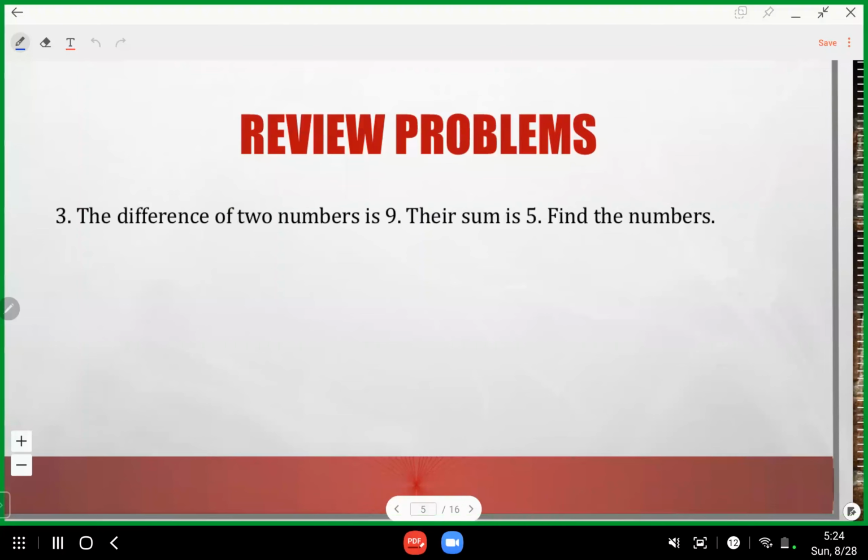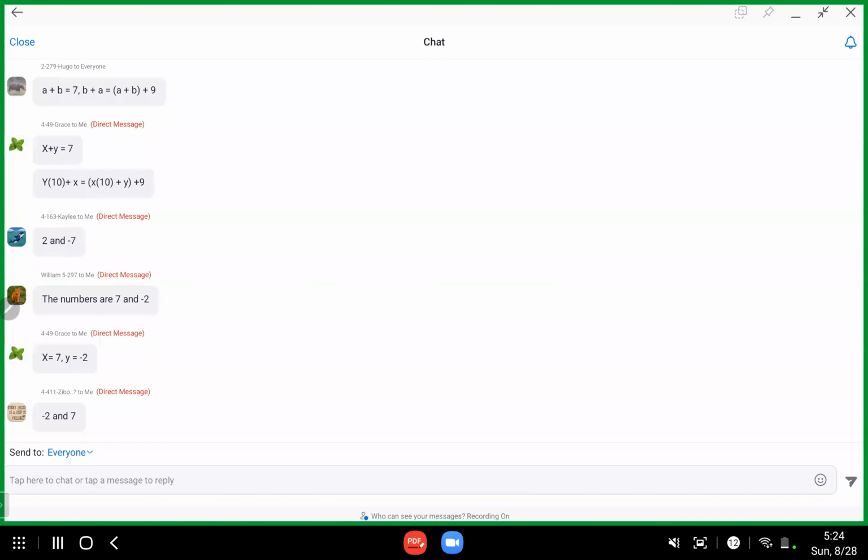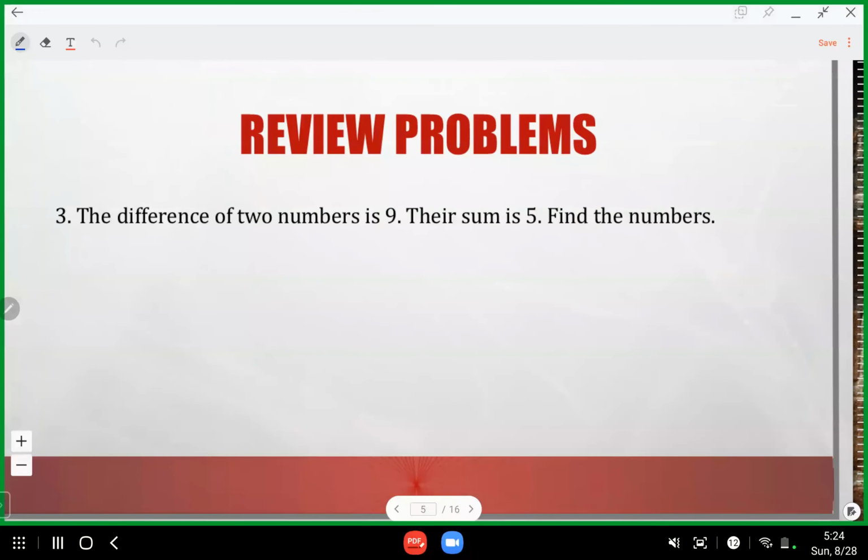Okay, so actually, if you think about it, hold up. 2 and -7. Oh, yeah. Yep, okay. So the difference of two numbers is 9. Their sum is 5. Let's say x is the larger one, y is the smaller one. So you get x minus y is equal to 9, and their sum x plus y is equal to 5.